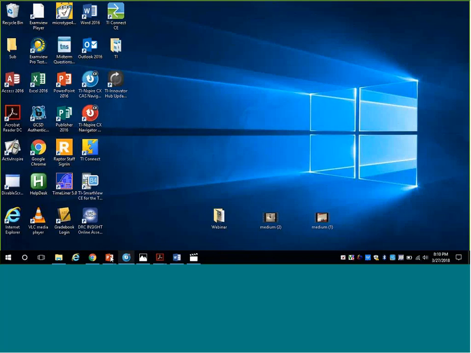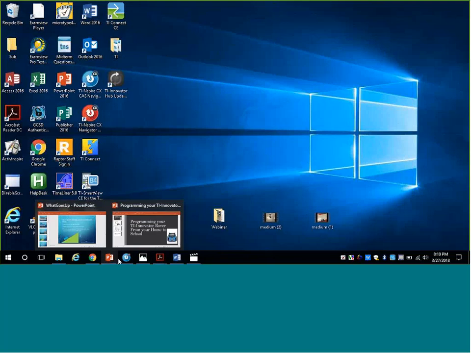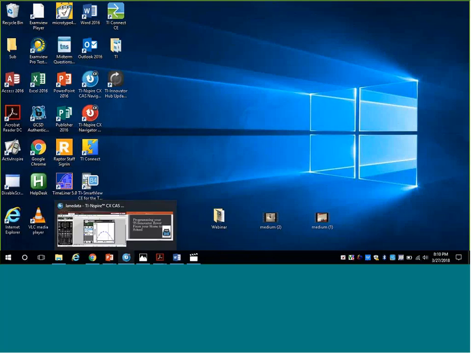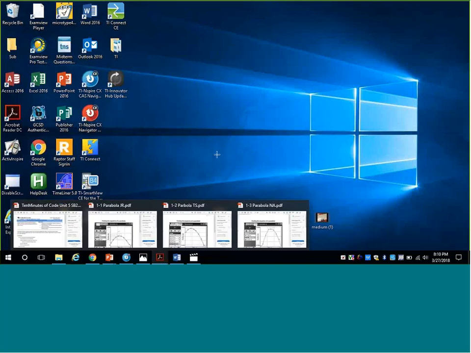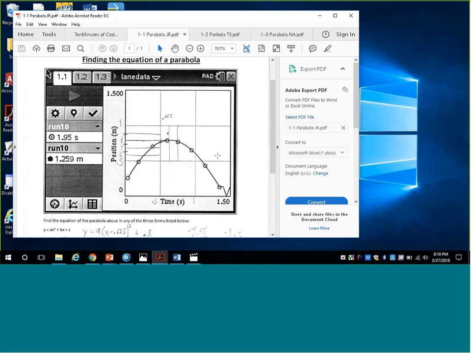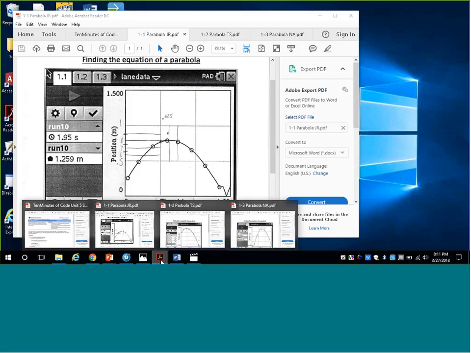So what I wanted to show you is a couple pictures. Some of the graphs that my students had generated just from pushing the car up and collecting the data, getting the parabola. So I had 3 different samples that I provided here.